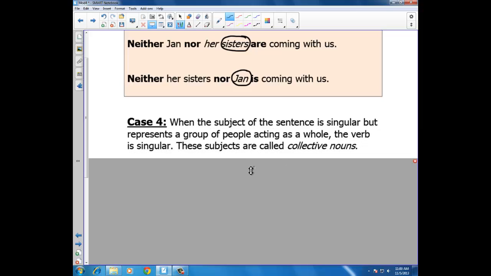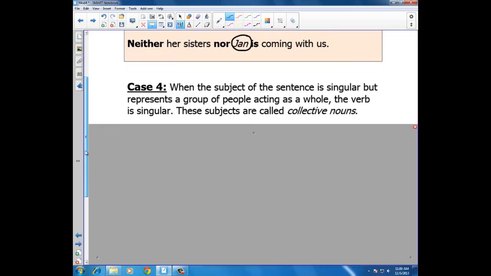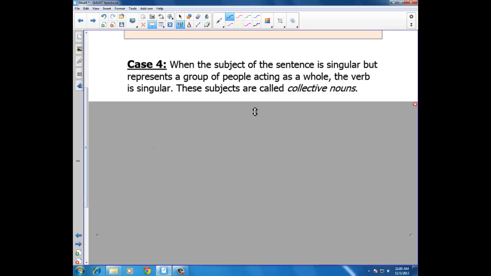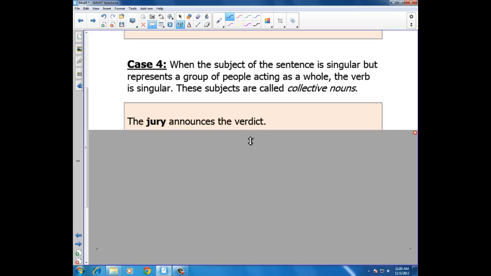Next, we'll look at case 4. When the subject of the sentence is singular but represents a group of people acting as a whole, the verb is singular. These subjects are called collective nouns and include such words as class, committee, company, crew, family, group, jury, and team.